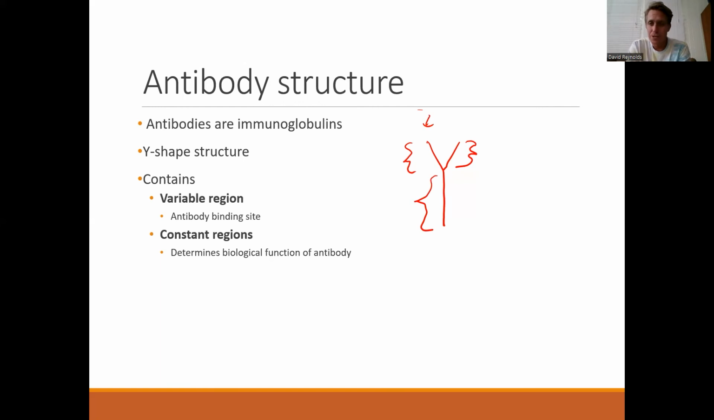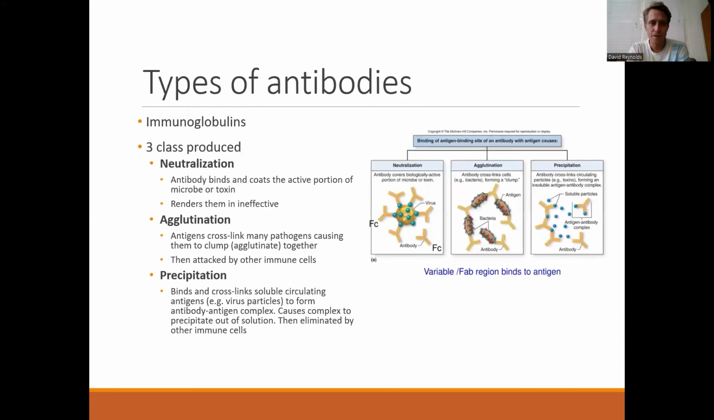All right, so variable region is the region that's going to attach to a very specific antigen, and it's determined by the very specific B cell that it came from. Constant region is going to determine how that antibody is going to actually affect that antigen. All right, so we have three classes of these antibodies. We have neutralization, agglutination, and precipitation. And it's going to vary depending on what we're attacking, really.